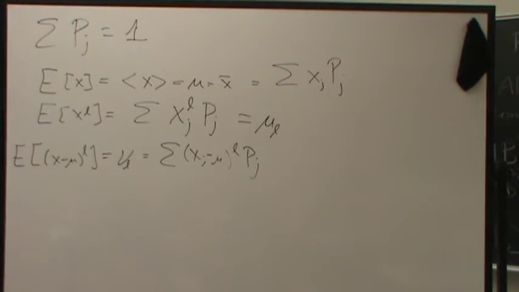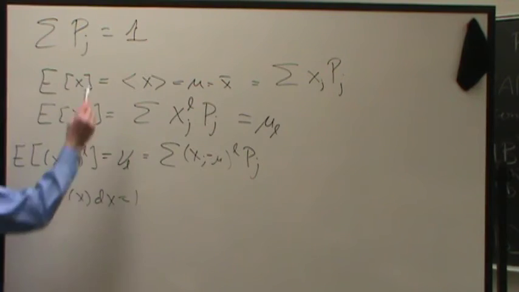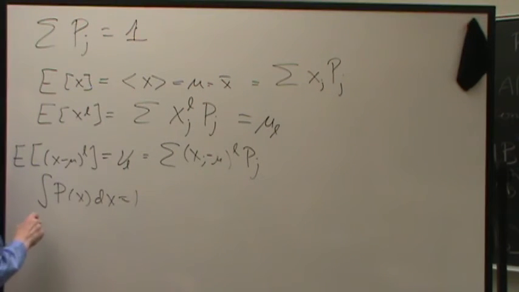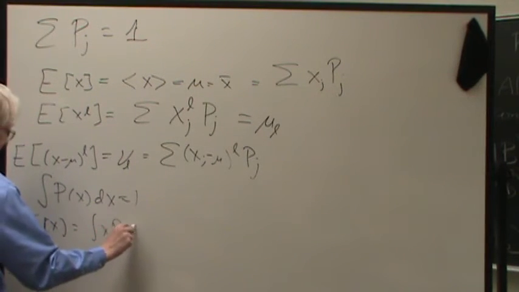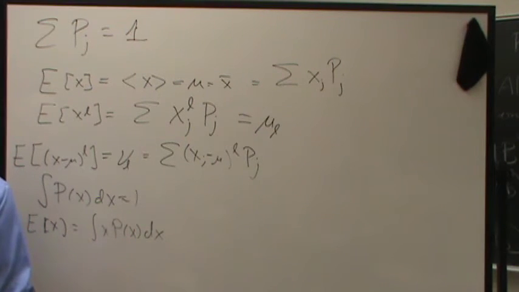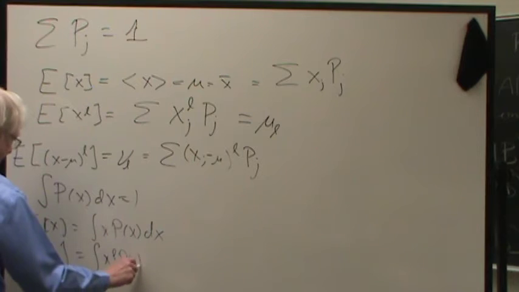Okay, so those are some of the basic definitions, and if you have continuous variables, then you have an integral of p of x dx is equal to 1. That's the equivalent of this. The expected value or the mean value of x is the integral of x p of x dx, and similarly E of x to the L is the integral of x to the L p of x dx.